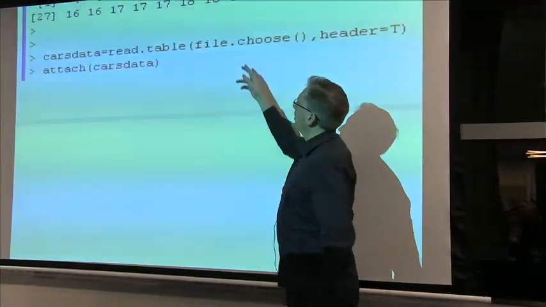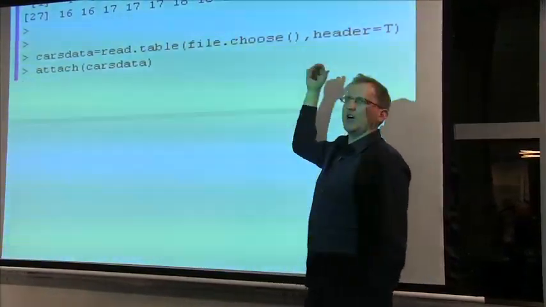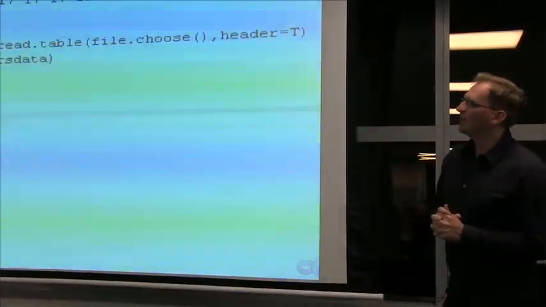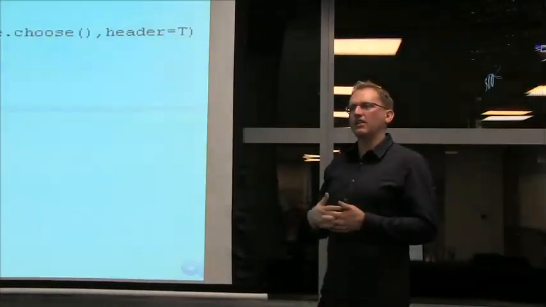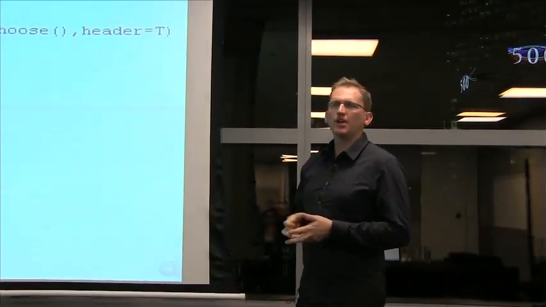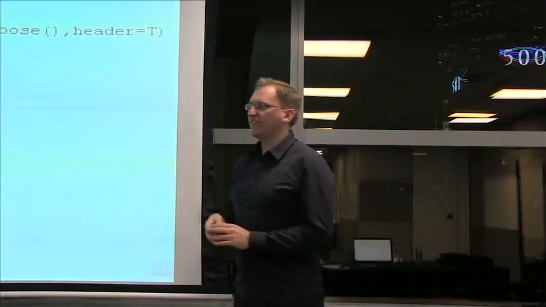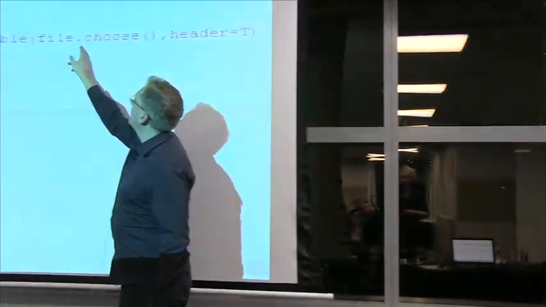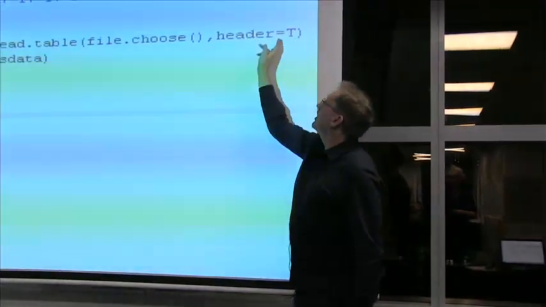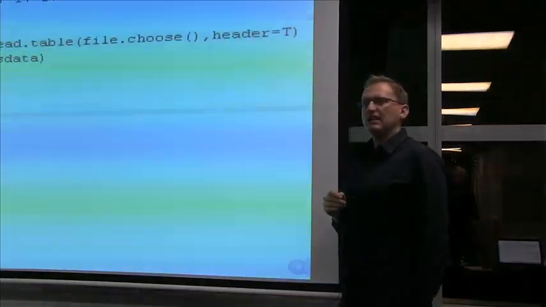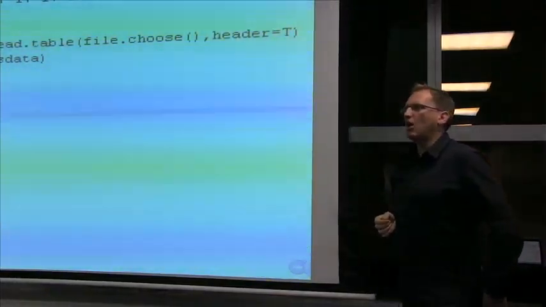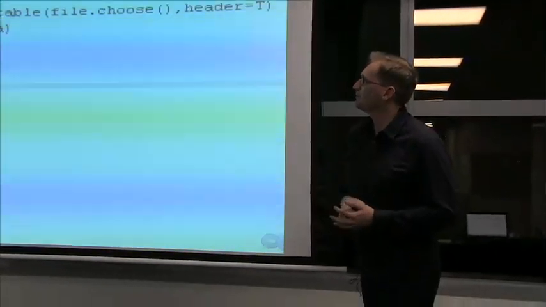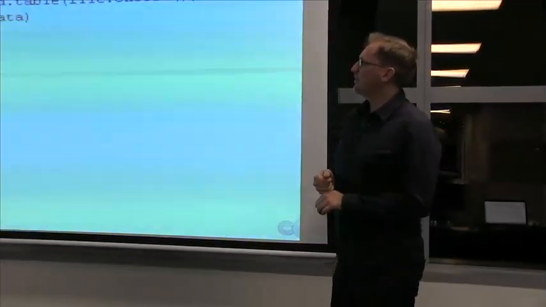Quite a generic thing to put in there is file.choose. File.choose just opens a Windows file explorer. So instead of file.choose, if I knew the path and the file name of the file I wanted to open, I could just type it in there. But if I wanted to use Windows Explorer and click through and find it, then I could go file.choose. The other one that I've put in there is header equals T. That's just saying the top line of my data is headings or titles, so that's going to be pretty useful.